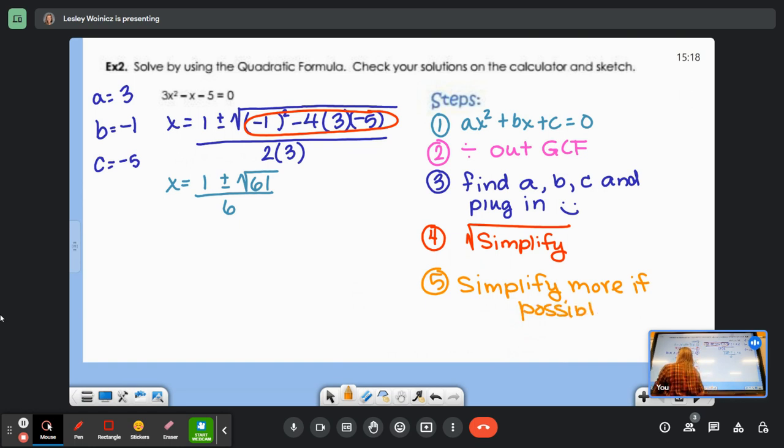Okay, what do I mean by that? Is the 1 in front of the root 61 divisible by 6? No. Okay, does 61 have any perfect square factors where we can simplify that radical? Those are things you look for to see if you can simplify at all. So this one is done. So all this one needs is curly brackets and we're done.